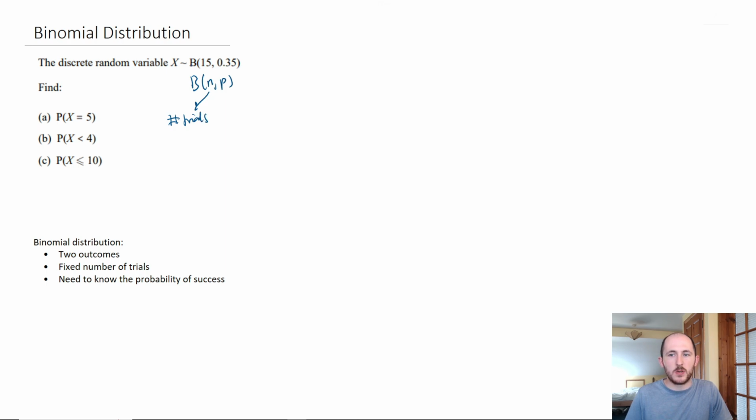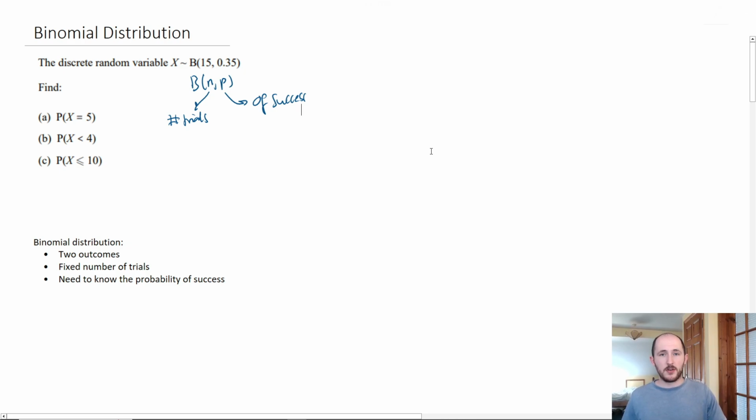So how many times are you doing this thing? And p again is the probability of success, right? So just to read that again, the discrete random variable X is modeled as a binomial distribution, B. If it's a normal distribution, it's N. If it's a uniform distribution, it's U. If it's Poisson, it's P, etc. Then the number of trials and the probability of, again, success.